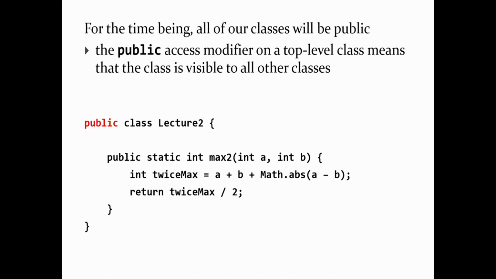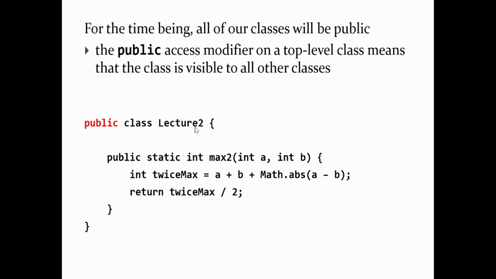Now Java has the notion of what's called an access modifier that Python does not have. An access modifier determines what classes can see other classes. So if lecture 2 says that it's public, then lecture 2 is saying, hey, any class can see the class lecture 2. So the public access modifier on a top-level class means that the class is visible to all other classes. Any other class can use lecture 2. So that's what public means.